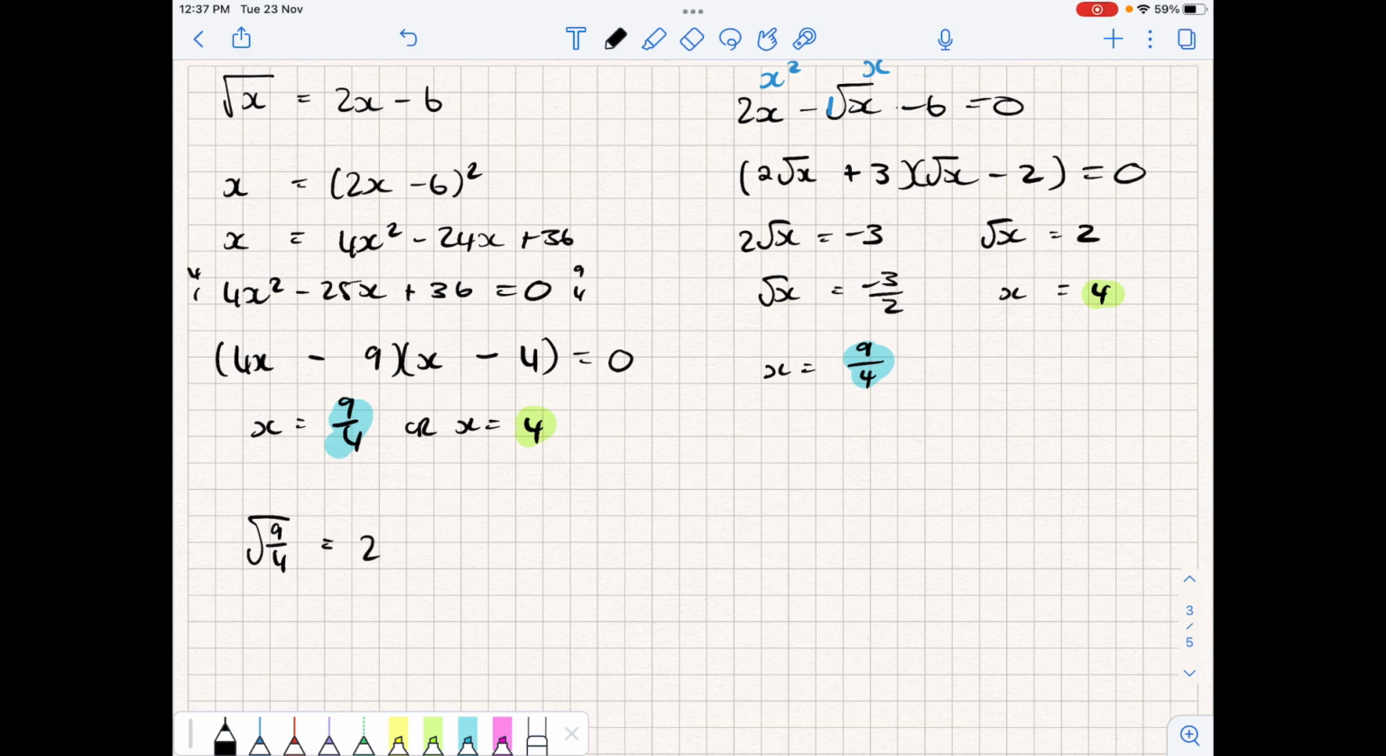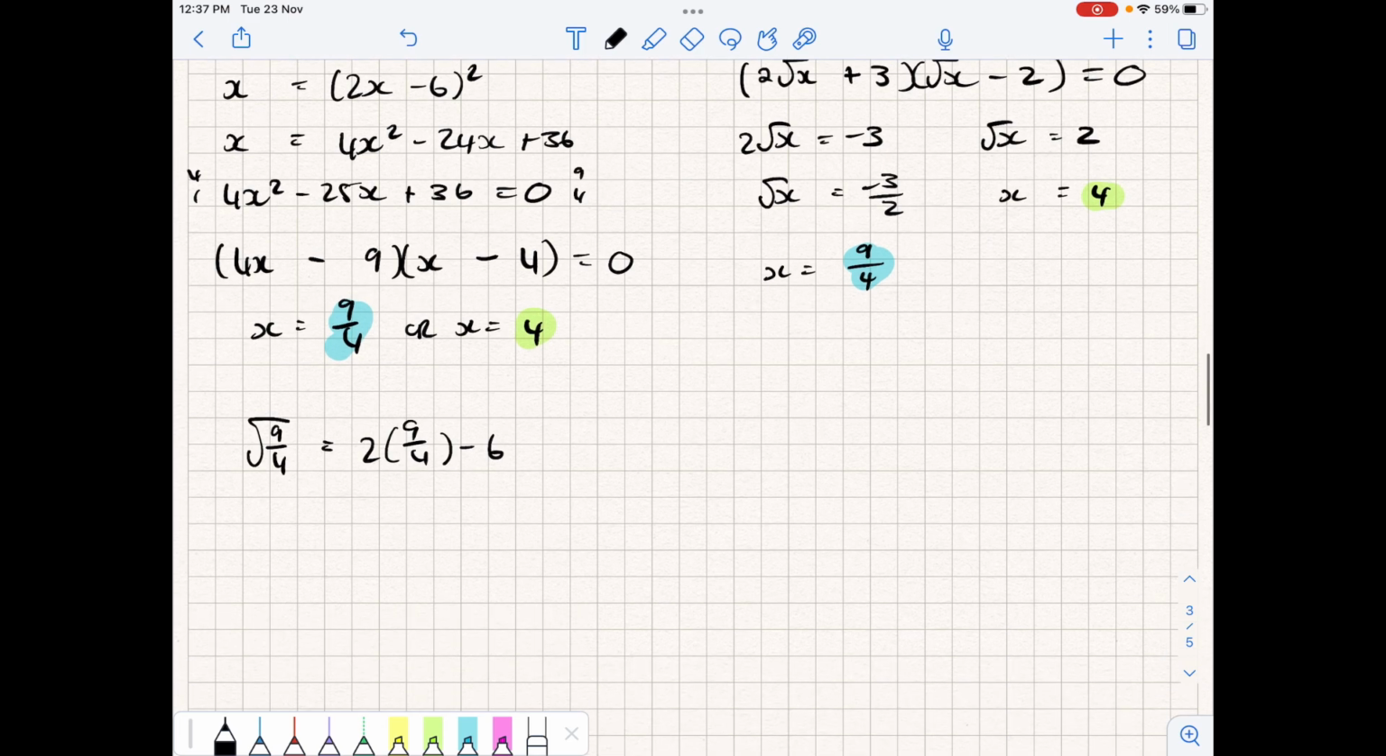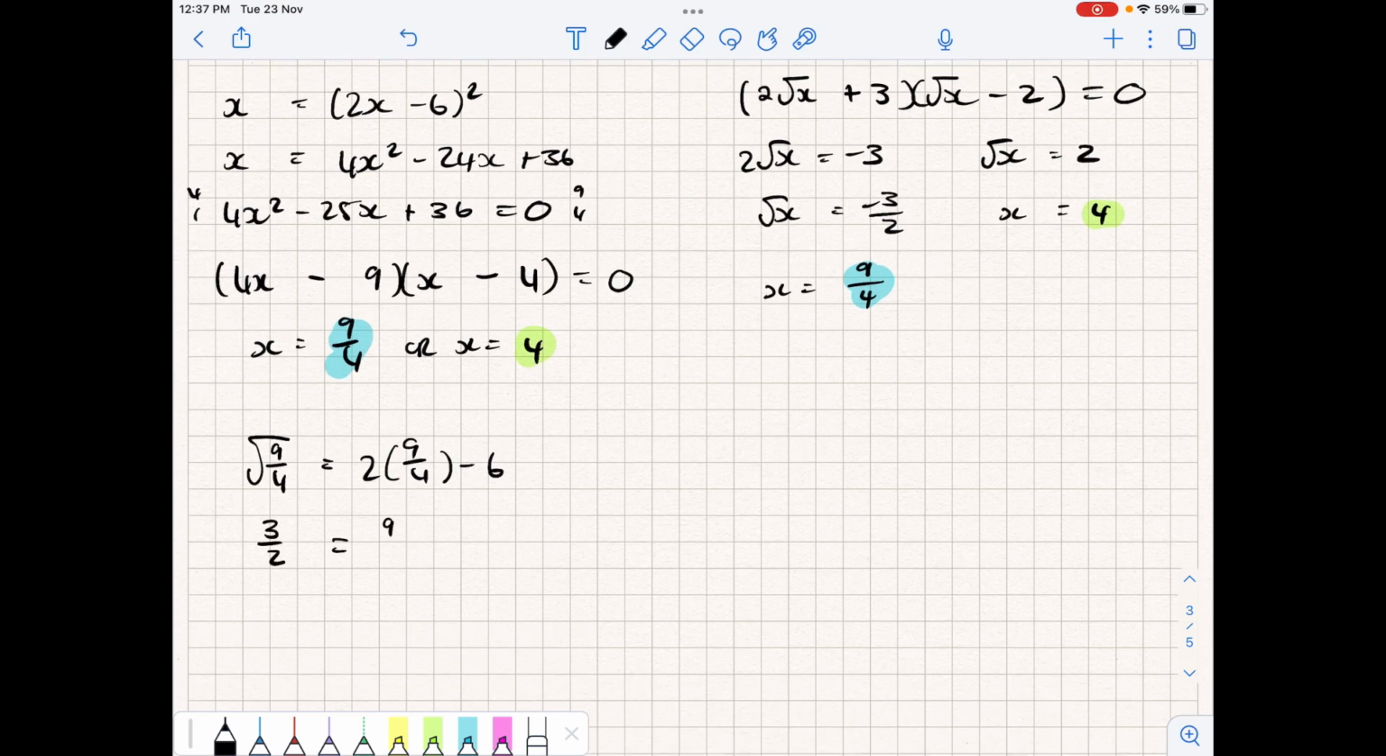This is equal to 2 times 9 over 4 minus 6. This is going to give us 3 over 2 equal to 9 over 2 minus 6. And I can already see that's going to be 3 over 2 equal to minus 3 over 2, which is not valid. So 9 over 4 is clearly not a solution. And the problem here is because when we square things, we lose information, and we might have lost a bit of information.